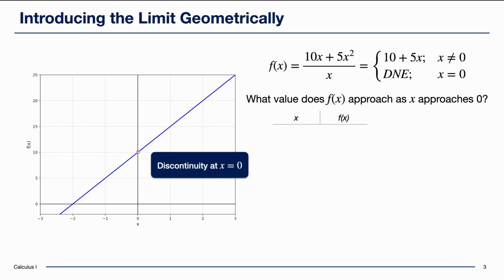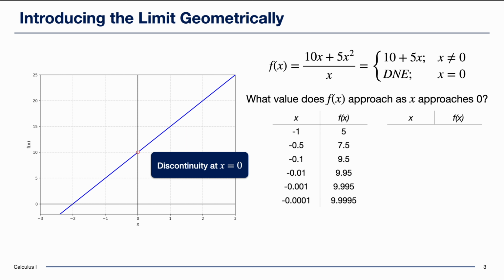Well, we can make a table where we have x in one column and f of x in the other. When x is equal to negative 1, f of x is 5. When x is equal to negative 0.5, f of x is 7.5. We can continue making values of x closer and closer to 0. And we notice that when x is equal to negative 0.0001, f of x is 9.9995.